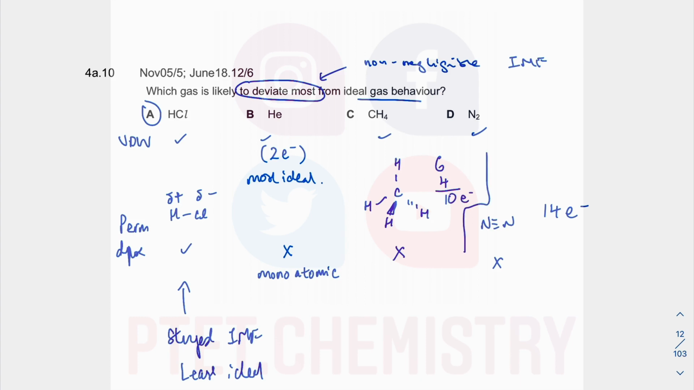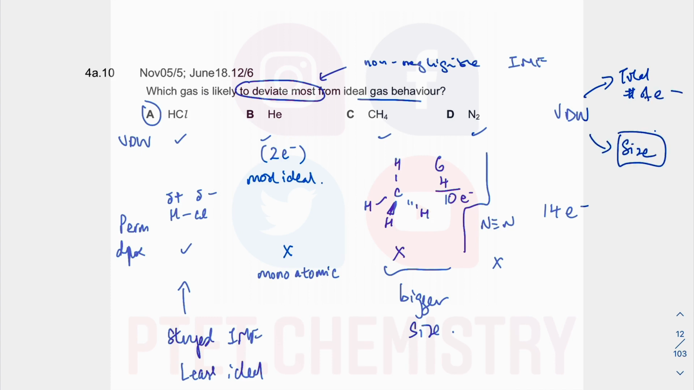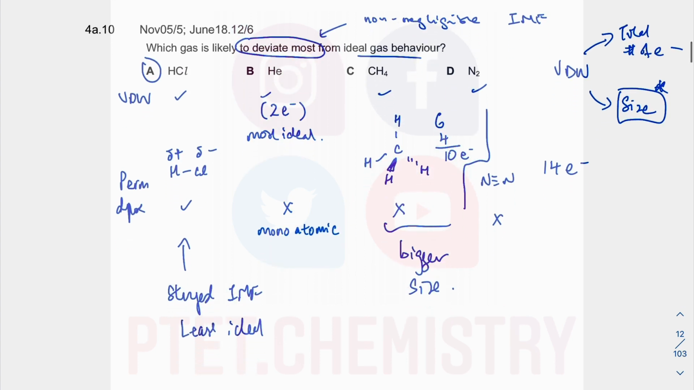But actually, this one has weaker van der Waals than this, and you can tell because this one is bigger in size. Van der Waals depends on two factors: total number of electrons, which a lot of students remember, but they forget about size, which is also equally important. This is a bigger molecule than just this, which consists of 2 atoms, all right? So it's not just one factor, but the other factor as well. You can check their difference in boiling point and you can tell, all right?